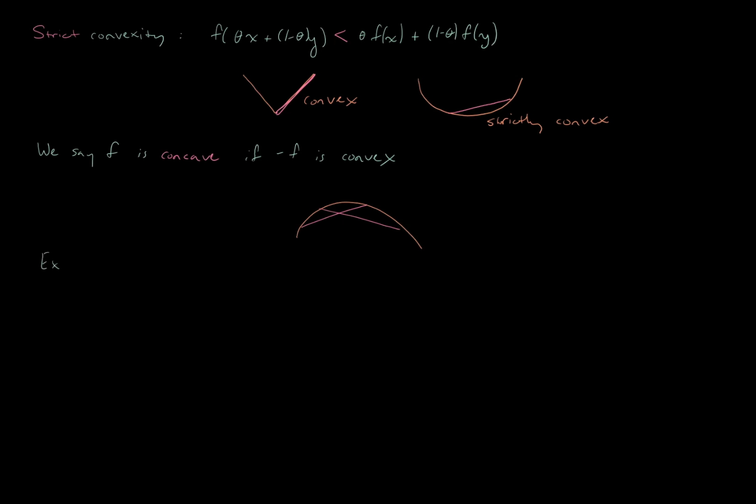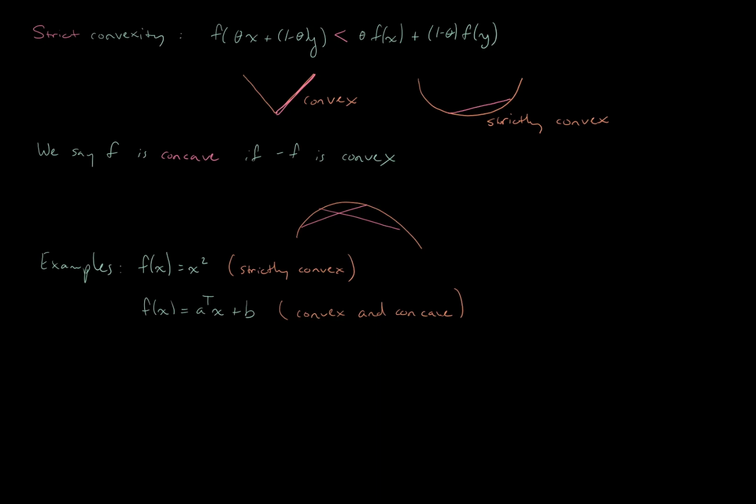Just to give a few examples of convex functions, ones that we've already seen before. So f of x being equal to x squared. This is actually a strictly convex function. f of x being equal to a transpose x plus b. So this is a linear or affine function, and it is convex, but it also turns out to satisfy the definition of concave. So it is both convex and concave, and it is not strictly convex or strictly concave.